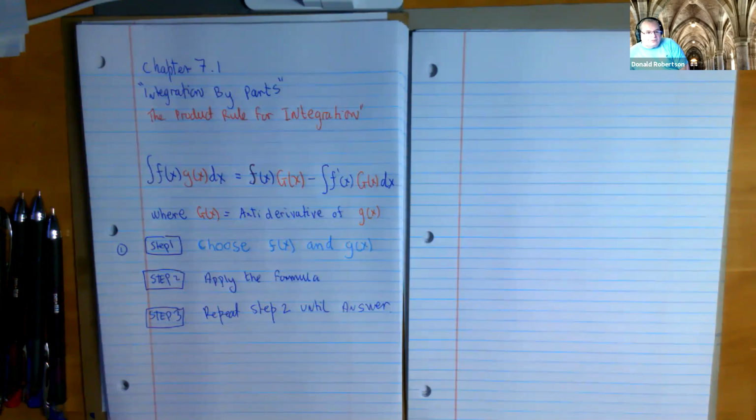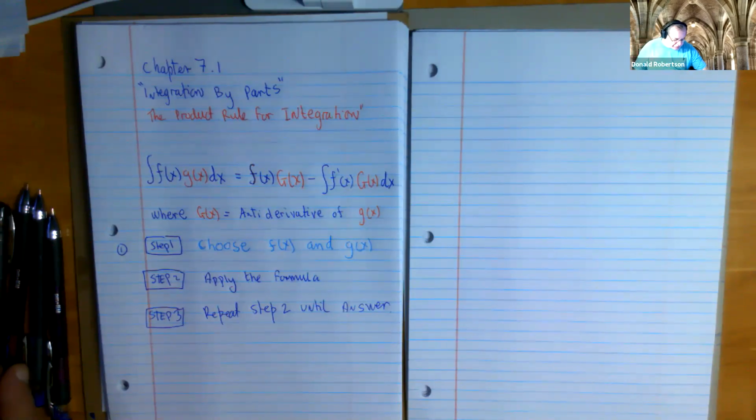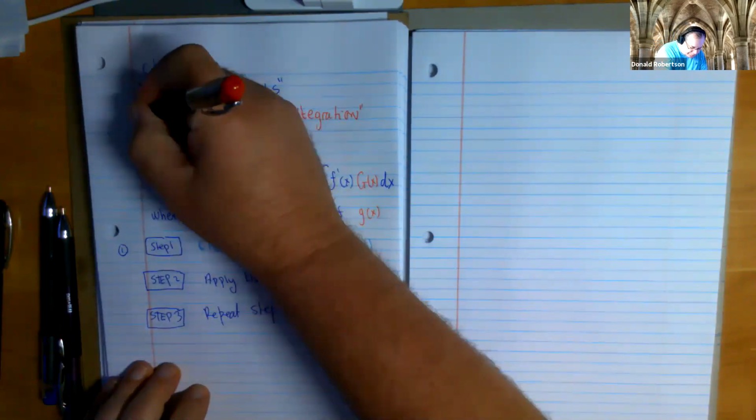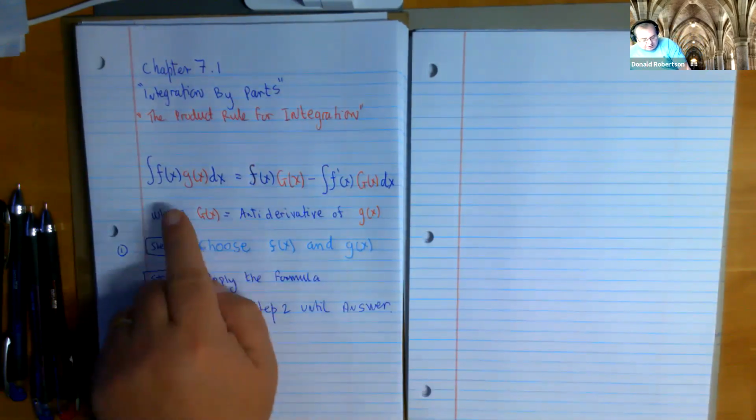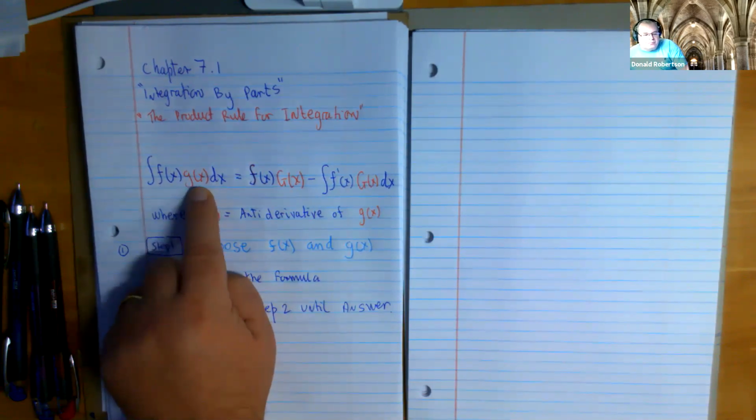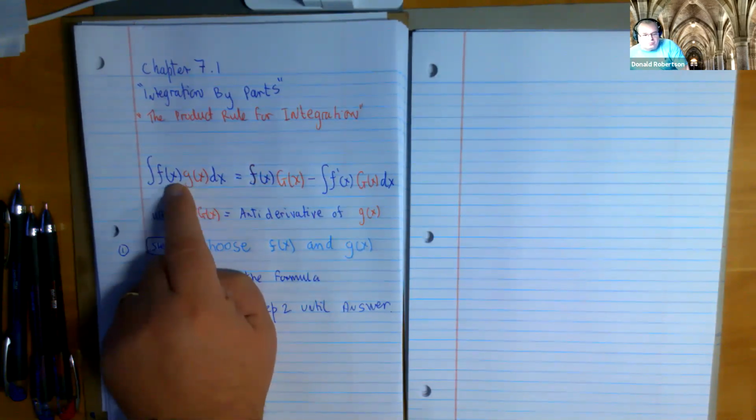So over the next 2 weeks, we are going to find other techniques. So this is the first one. This technique is called integration by parts, and it's roughly the product rule for integration. What it allows us to do is integrate a function that's made up of two functions of x multiplied together.